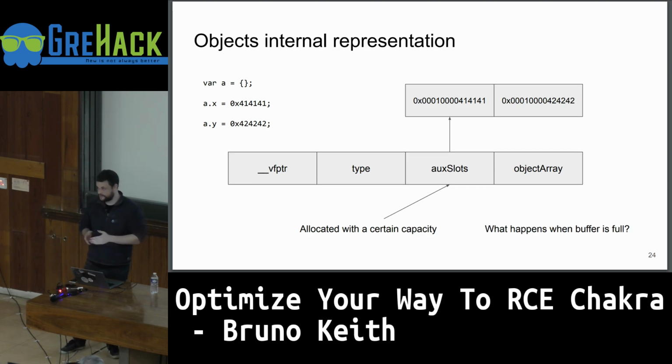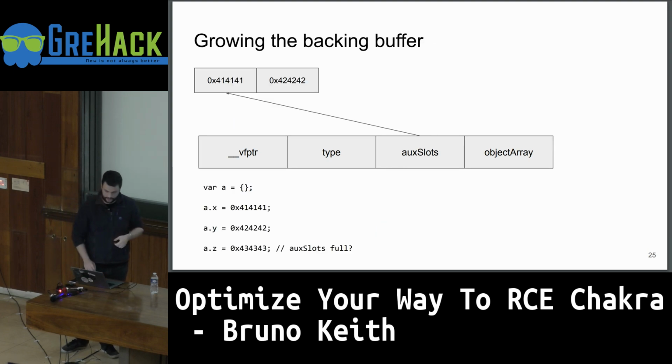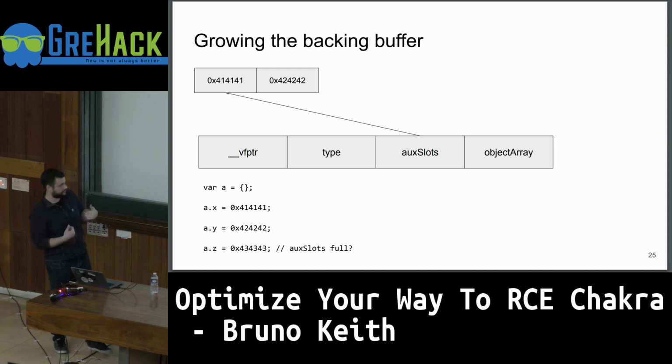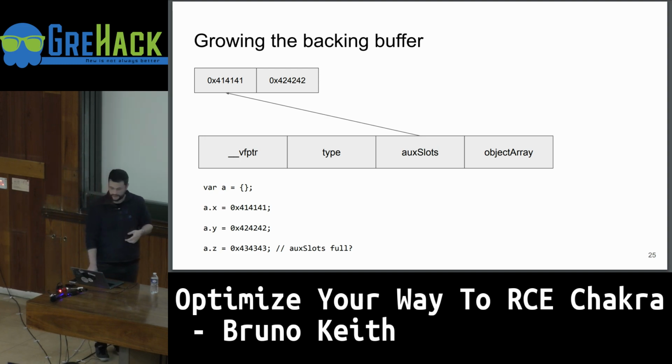So the question is, what happens when the buffer is full? Of course, as I said, we do not have a limit in terms of the number of properties we can add to an object. So at some point, we add properties, so we have the same object, and assume the buffer is full, and we add property Z, and now we need to grow the backing buffer. So nothing crazy happening here.